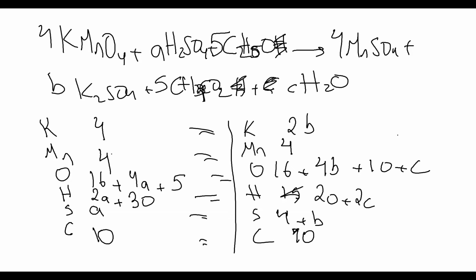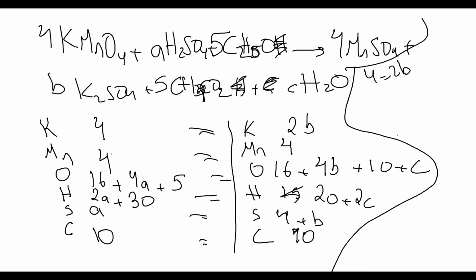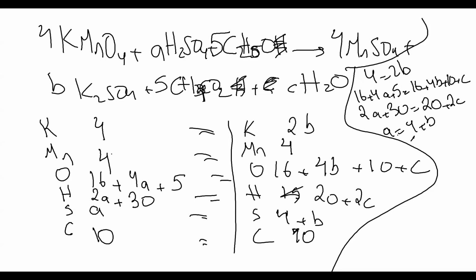And yeah, so we have 4. Let's write it here. 4 equals 2B. 4 equals 4, so Mn is already balanced. 16 plus 4A plus 5 equals 16 plus 4B plus 10 plus C. 2A plus 30 equals 20 plus 2C. A equals 4 plus B, and 10, of course, equals 10, so we don't care about it. So we use these equations in order to solve for C. If 4 equals 2B, this means that B equals 2.